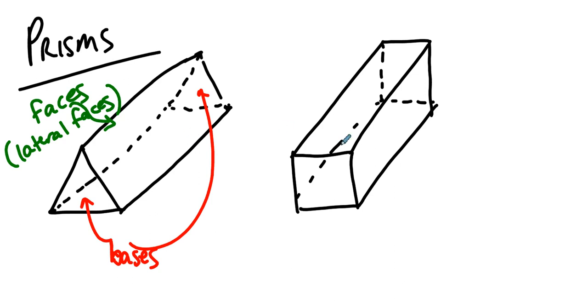Most of the prisms that we teach children about are what we call right prisms. In other words, if you put this square on a tabletop, that other square would stick straight up. But that doesn't have to be the case.